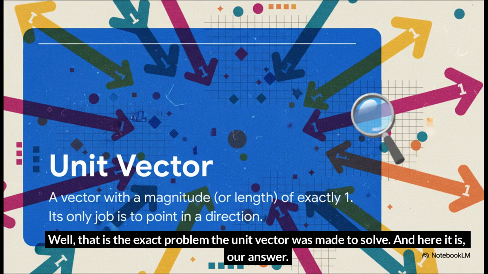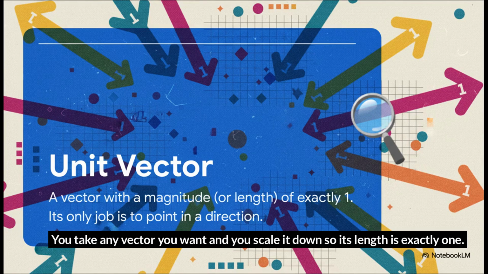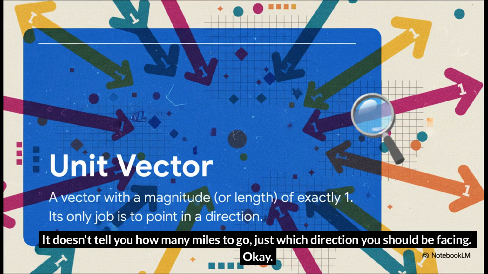And here it is, our answer. A unit vector is, well, it's basically a standardized pointer. You take any vector you want and you scale it down so its length is exactly 1. Think of it like a compass needle. Its only job is to point. It doesn't tell you how many miles to go, just which direction you should be facing.